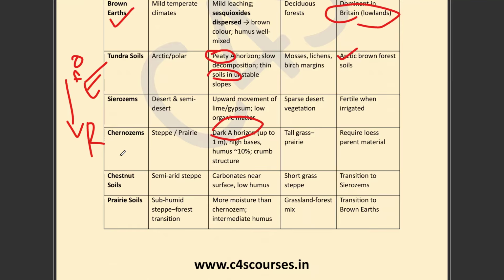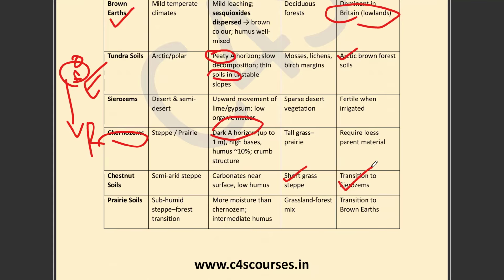Okay, here I am talking about this A horizon. Next comes your chestnut soils. It is a semi-arid steppe. We saw the steppes, and now we are going to see the semi-arid steppes. The surface has low humus. Since it is a semi-arid area, the soil has low humus content, and it has a short grass steppe, and it is a transition from the xerosomes to the Chernozems. Okay, I hope this is clear to you.